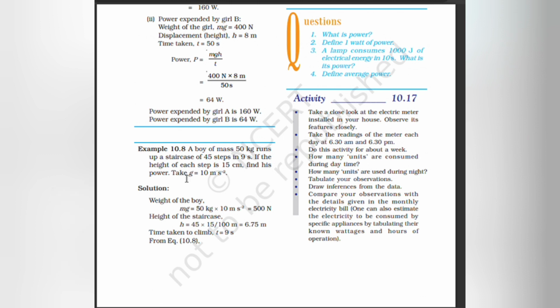A boy of mass 50 kg runs up a staircase of 45 steps in 9 seconds. The height of each step is 15 cm. What is the power? g is equal to 10 meter per second squared.